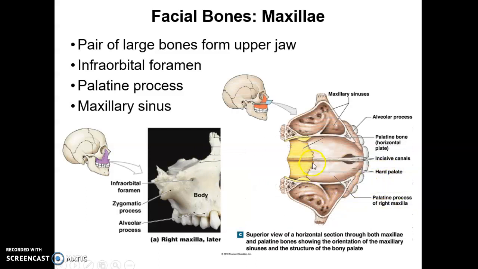So this is looking at the hard palate, the palatine process of the maxilla. So here's the upper teeth. So this is looking from above, looking down at the section here, a transverse section. So in yellow here, this is actually the palatine bone. Its horizontal plate actually combines with the palatine process of the maxilla to form the roof of the mouth, the hard palate.